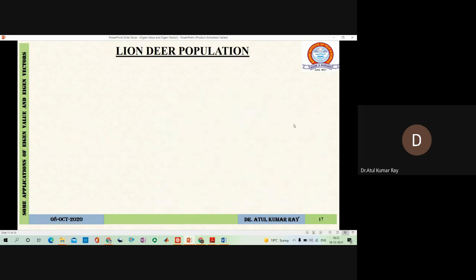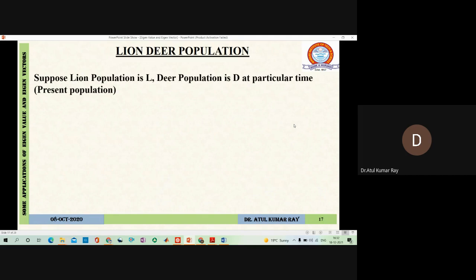Now let's see how it works in real life, in a lion and deer population. Suppose the lion population is L and the deer population is D. Suppose that the rate of change of birth of deer is proportional to four times the deer minus the present lion population, because if lions are more, definitely the deer will be less. It's just vice versa.